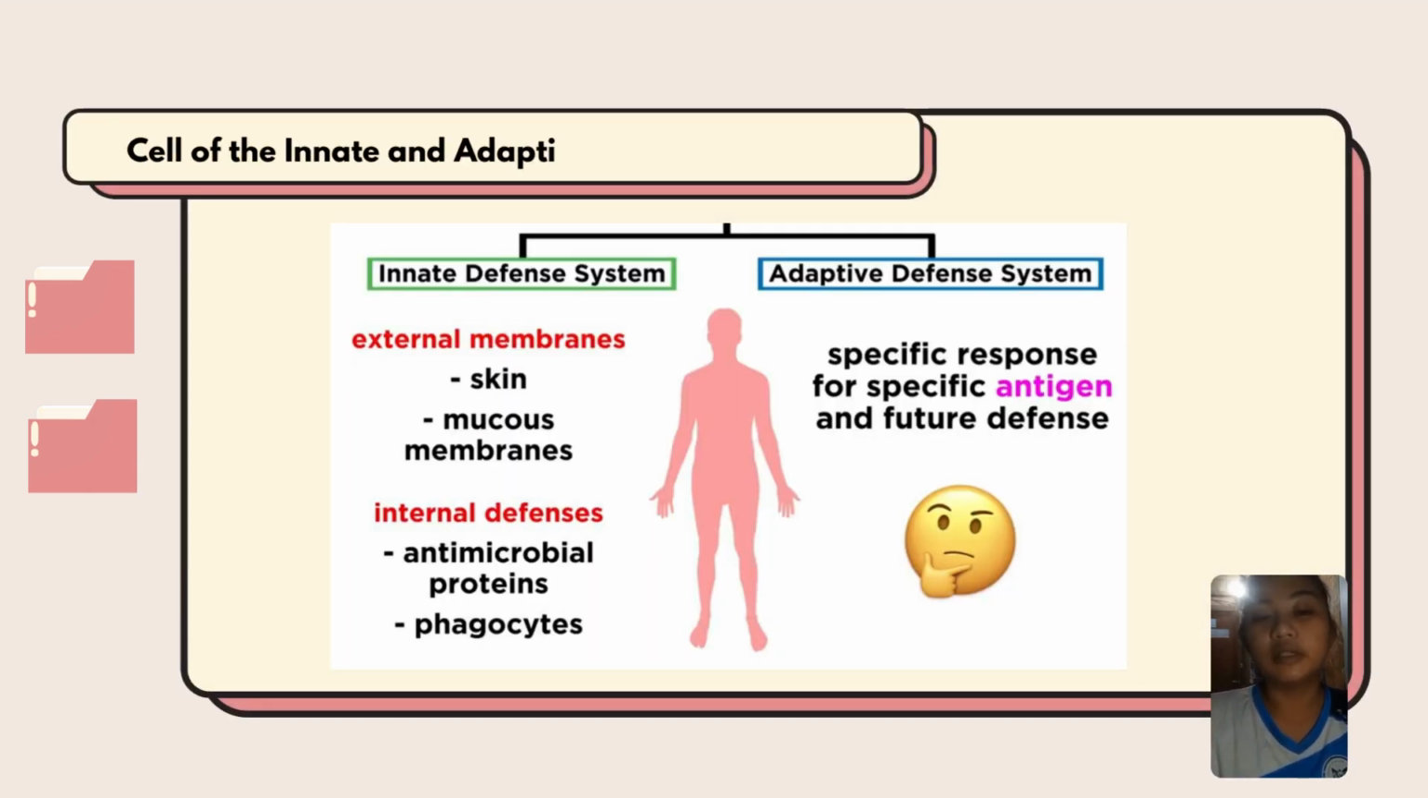Starting with the surface barriers, the skin and mucosa block pathogens, and these are very effective at blocking pathogens from entering the body. The epithelial cells on the surface are highly keratinized, so as long as the skin is unbroken, it's tough to get through.